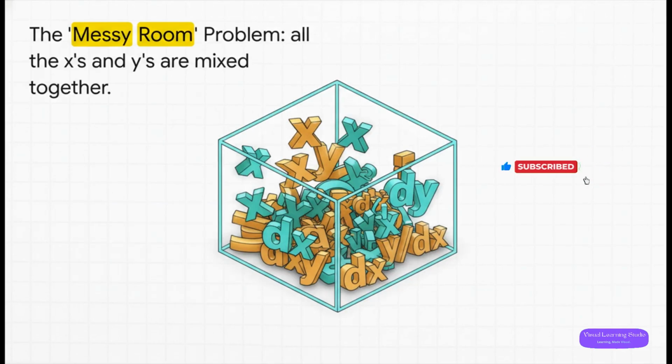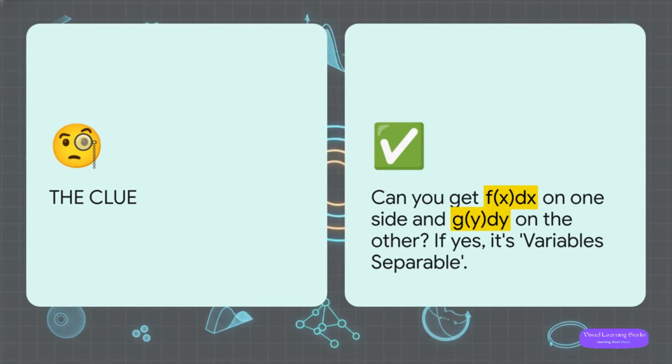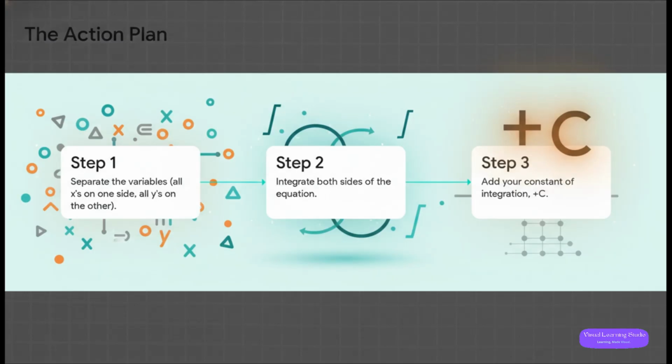Let's call this first pattern the messy room problem. Your job is super simple. Organize it. Here's the clue. Can you get all the x's on one side and all the y's on the other? If you can, you're golden. Just separate, integrate both sides, and don't forget that constant.